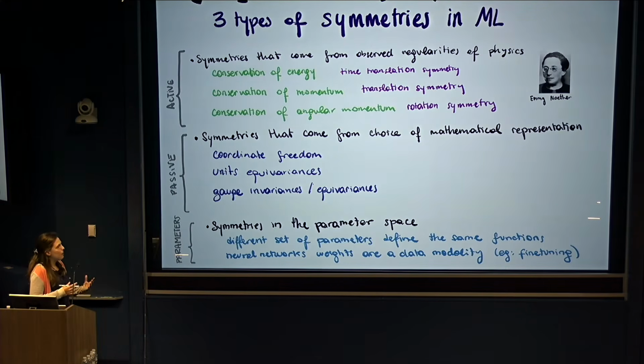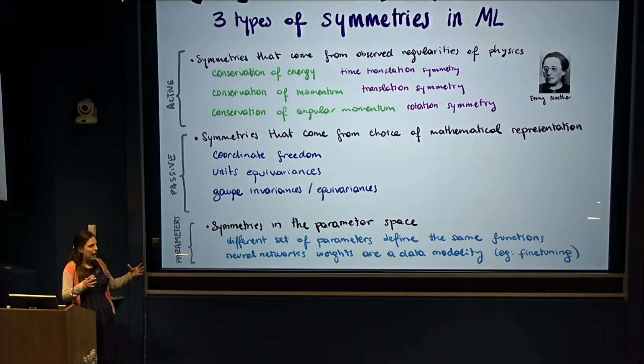There are also the passive symmetries, which have to do with the fact that when I have some mathematical object or physical object, there's not a unique mathematical representation of it. There are many ways to represent it, using different coordinate systems, different unit systems. Those symmetries are the passive symmetries, which just have to do with the fact that there's not a unique way to express objects, and that gives you an equivariance by design.